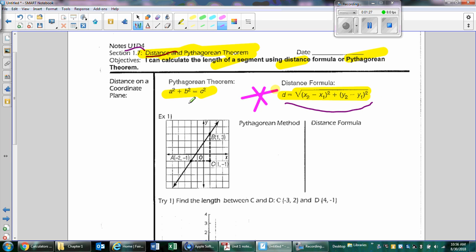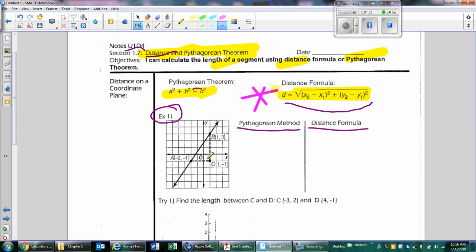So I'm going to take this example 1 and try to do both. I'm going to do it using the Pythagorean method, and I'm going to do it using the distance formula. The Pythagorean theorem you have seen before, a squared plus b squared equals c squared. In algebra, a lot of times they would give you what a is, what b is, and ask you to solve for c.